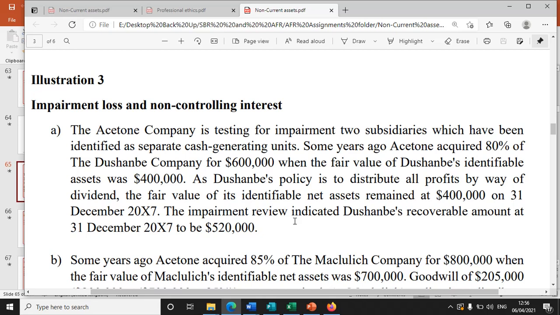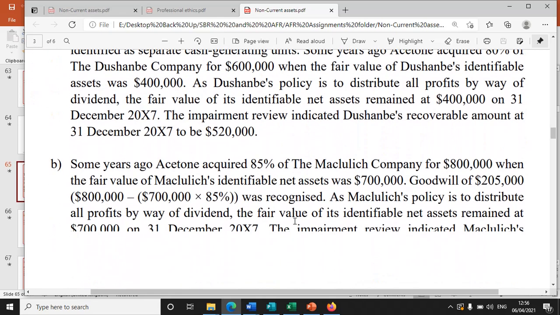Some years ago, the Aston Group purchased 80% of D Company for 600,000. Fair value of the net assets of D Company then was 400,000. As D Company's policy is to distribute all profits by way of dividends, fair value of its identifiable net assets remained at 400,000 on 31st December 2007. The impairment review indicates that D Company's recoverable amount stands at 520 as of that date.